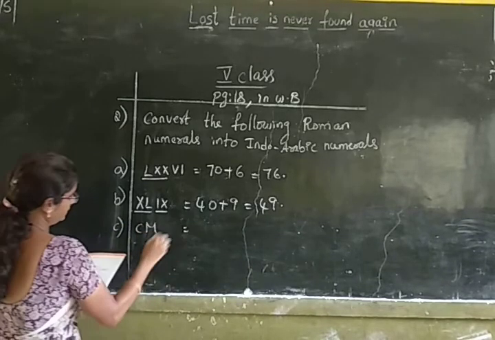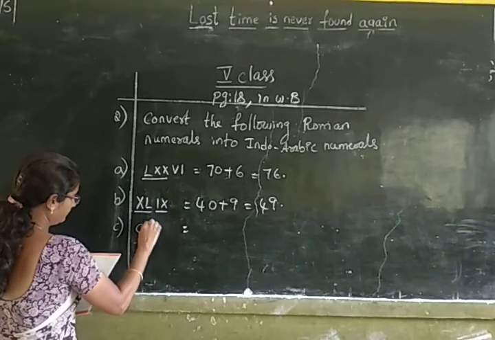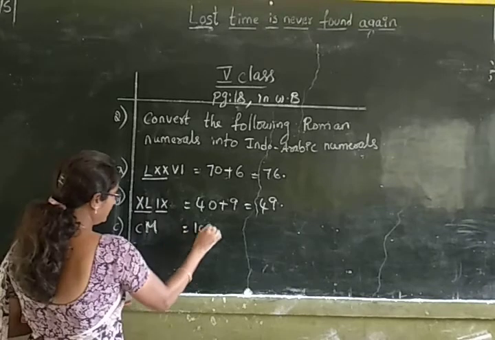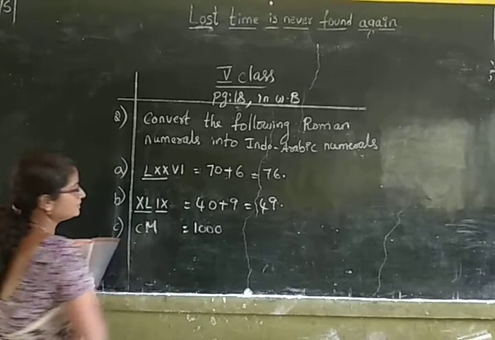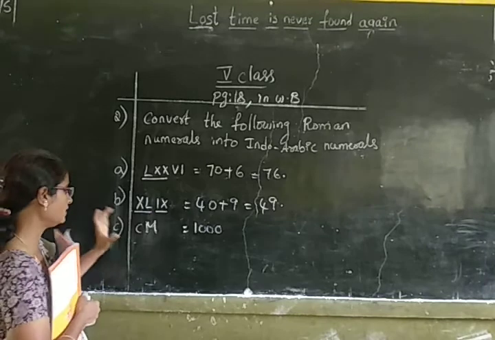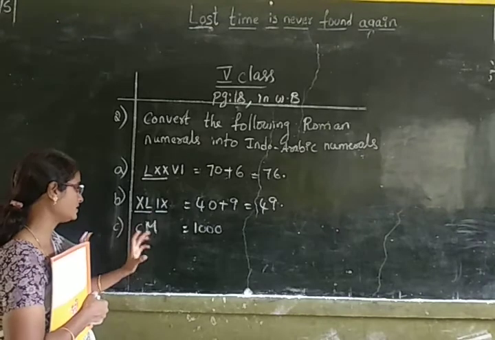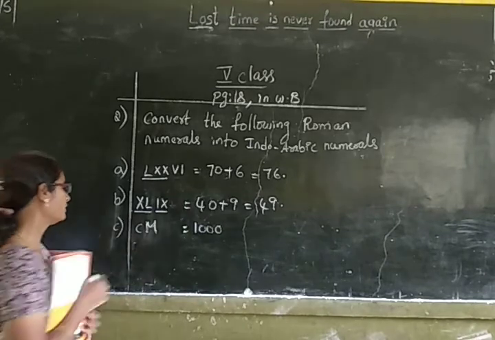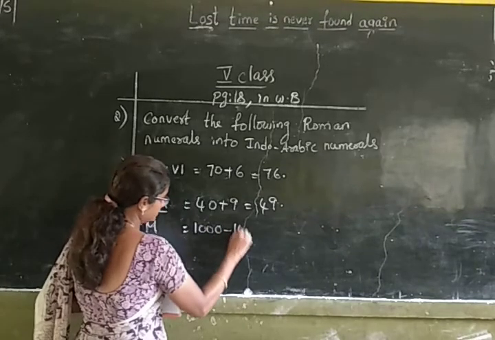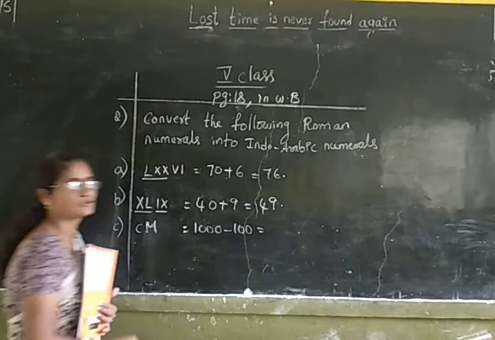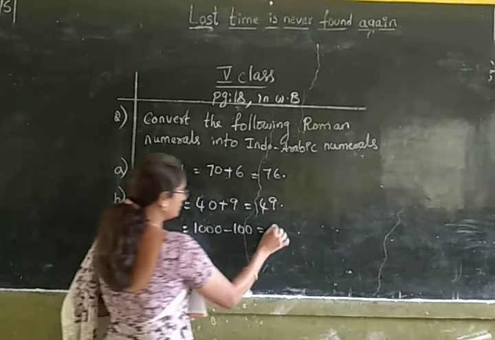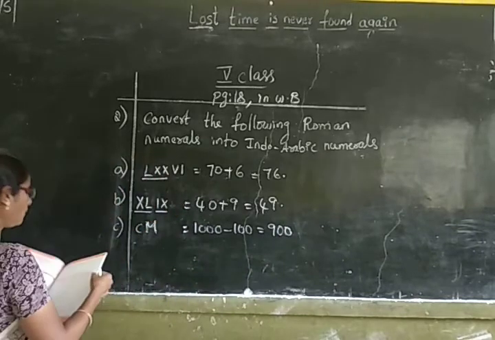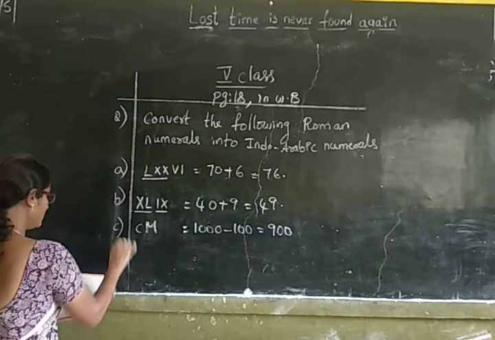CM. Here M means 1000, and C is to the left side of the bigger Roman numeral, which is M. C means 100. Here C is to the left side, so you have to do subtraction. 1000 minus 100 is equal to 900. Okay. Now let us do the D sum.